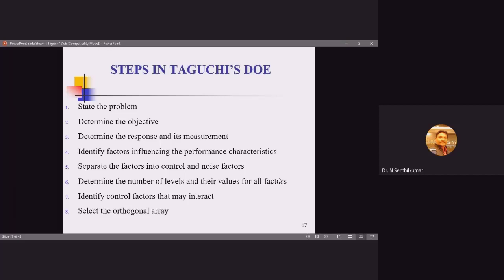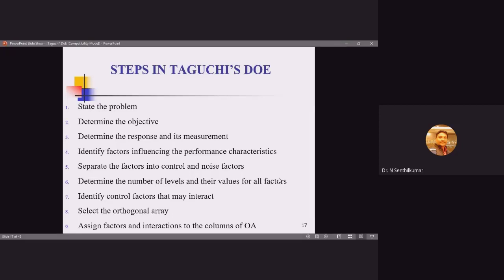So for L9, 3 factors, so we will select this. For L27, we choose up to 13 factors. So what are the maximum factors that we can include? So that we can use. Similarly, we are going to select, but it is not the case. While doing the experimentation, this procedure has to be followed.